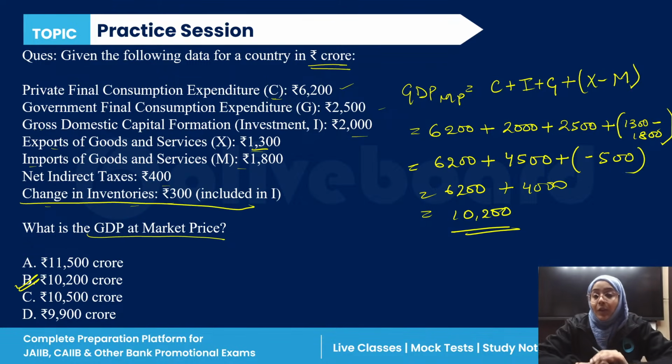Everyone, any doubt in this question if you have? Tanya, Kamal, Prabhu, and whoever is watching this session. Clear? Everyone, clear? Which chapter is this? This is national income.